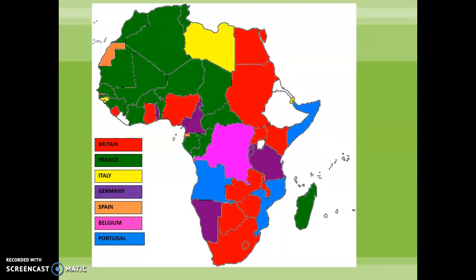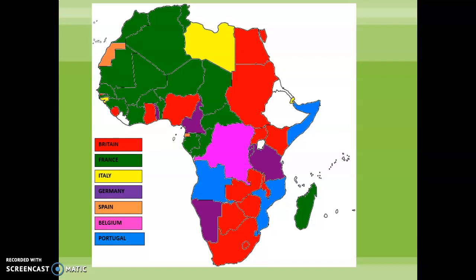And here's a map of the colonization. So Britain is red, France is green. Those are the two biggies. You can see Belgium controlled the big country in the middle, the Democratic Republic of the Congo. Used to be called Zaire. Germany got involved and has 3 or 4 countries. Spain was involved, but Western Sahara and Equatorial Guinea, not really much. Italy, again, you've got Libya, and then you've got Djibouti. You've got Portugal, which has a few countries in the southern portion, and then Somalia.